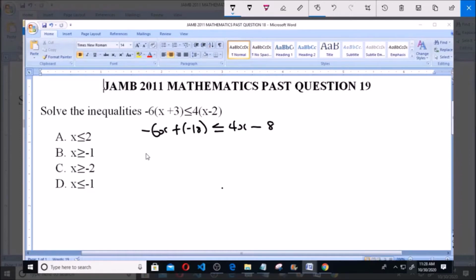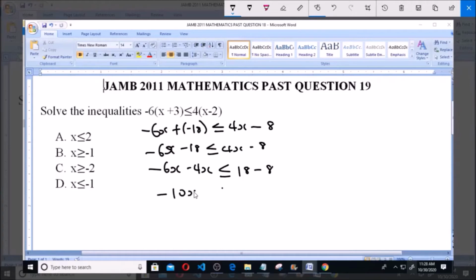So we have minus 6x minus 18 is less than or equal to 4x minus 8. Now collecting like terms, we'll have minus 6x minus 4x is less than or equal to 18 minus 8. So now we have what? Minus 10x is less than or equal to 10.